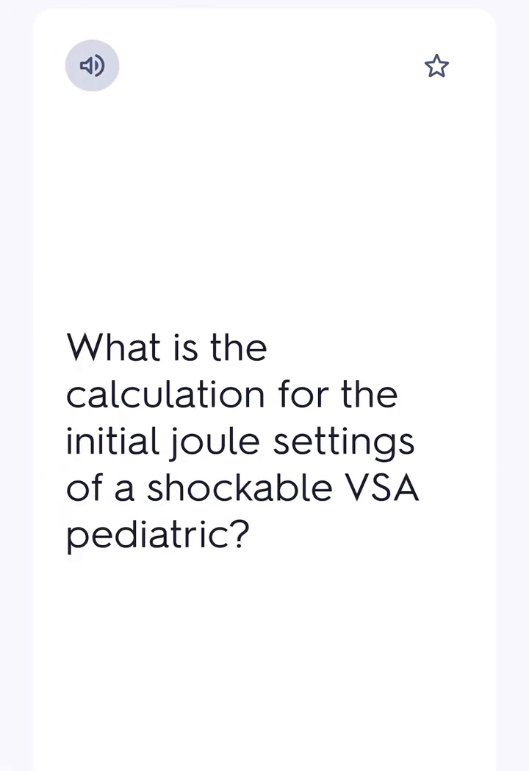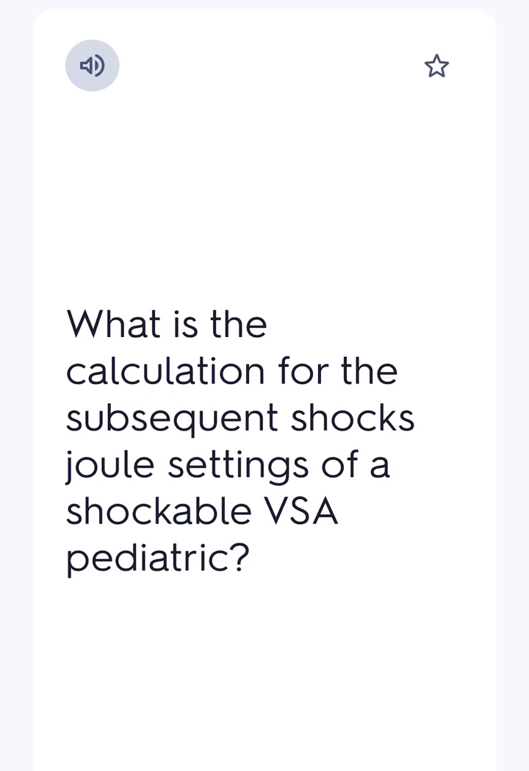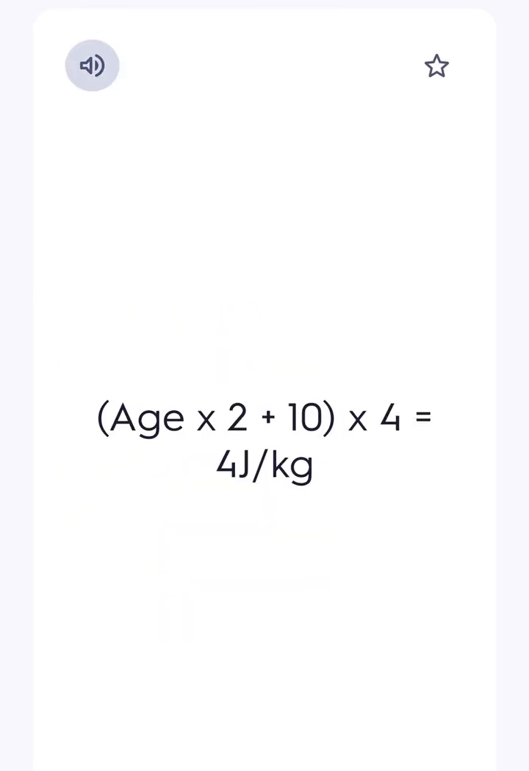What is the calculation for the initial joule settings of a shockable VSA pediatric? Weight times 2 equals 2 joules per kilogram. What is the calculation for the subsequent shocks joule settings of a shockable VSA pediatric? Weight times 4 equals 4 joules per kilogram.